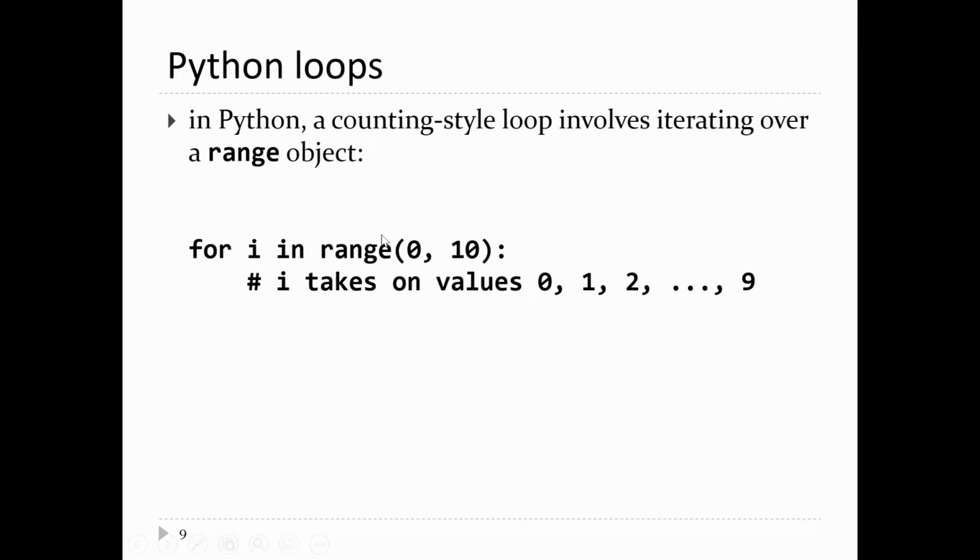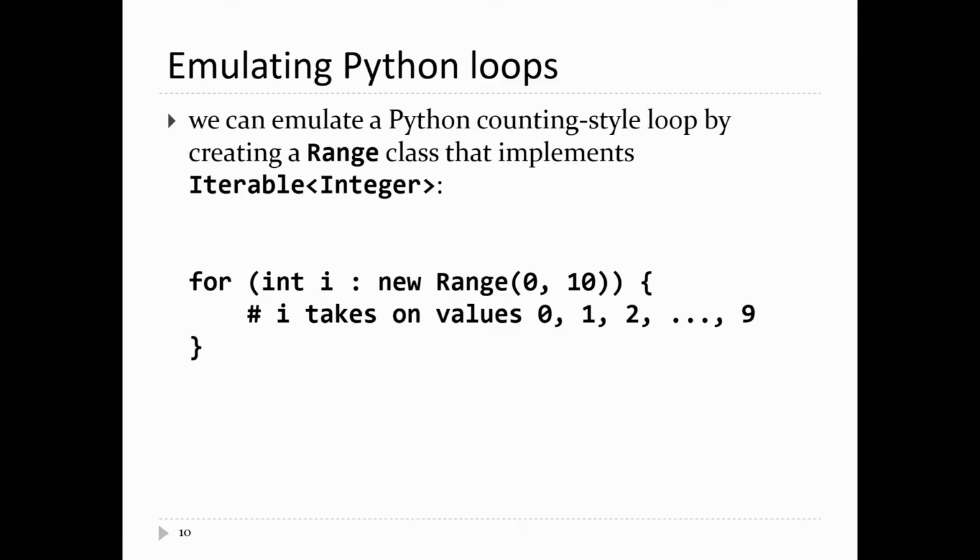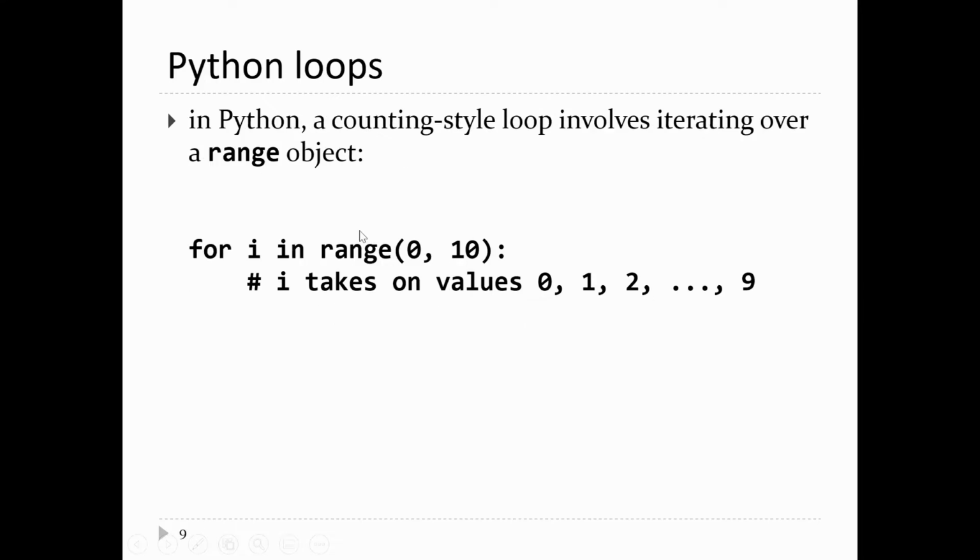So can you do the same thing in Java? Java doesn't have this nice loop. The closest you can get is the following. I can write a for each loop in Java that loops over a range object. I can make my own class called Range that corresponds to the Python range.